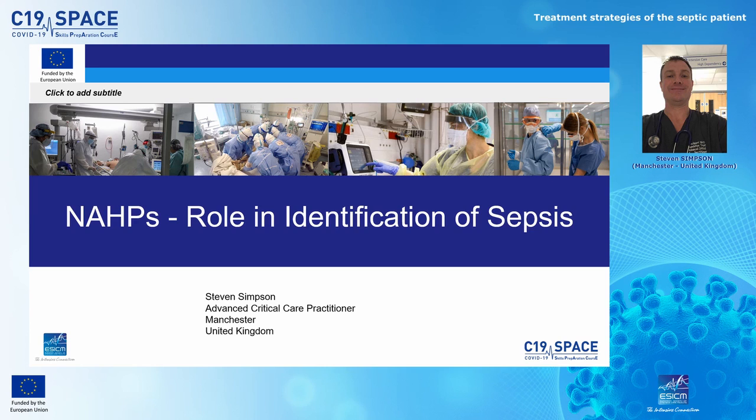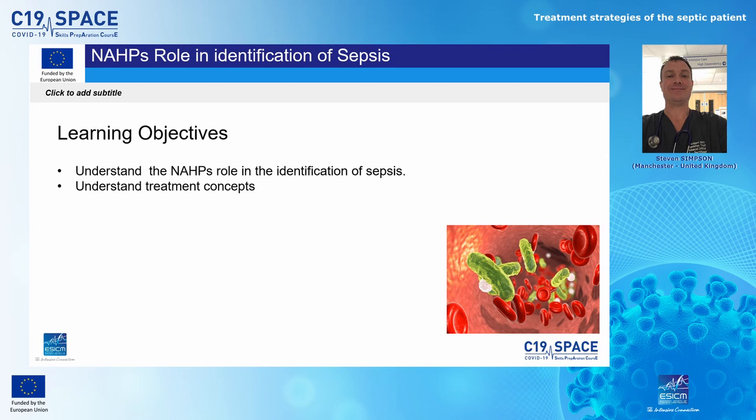Today's PowerPoint presentation is looking at the nurses and allied health professionals' role in the identification of sepsis. Learning objectives: to understand the nurses and allied health professionals' role in the identification of sepsis, and to understand the basic treatment concepts that nurses and allied health professionals can implement when patients have been diagnosed with sepsis. But why is sepsis so important?